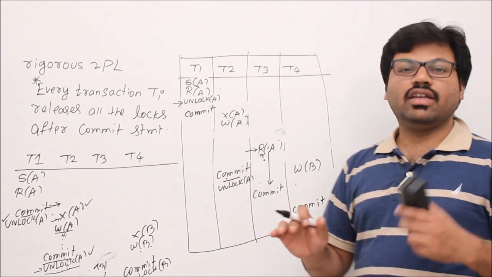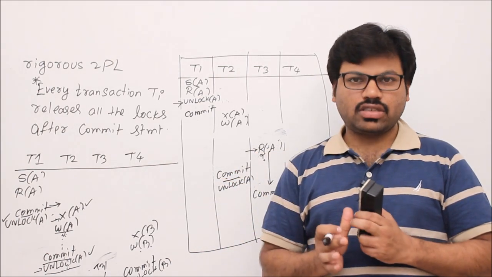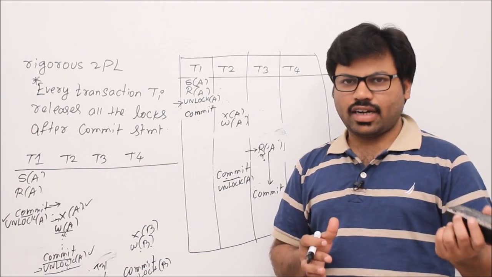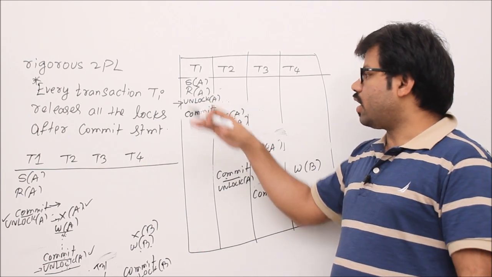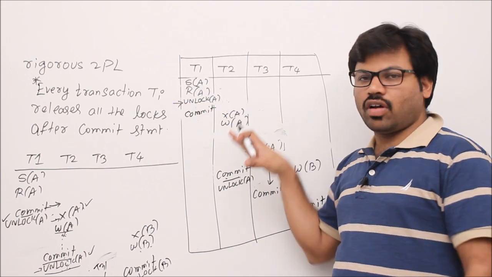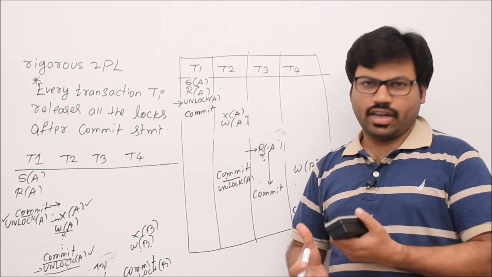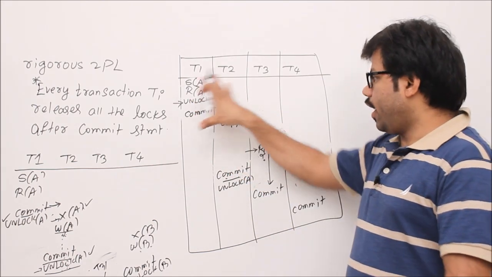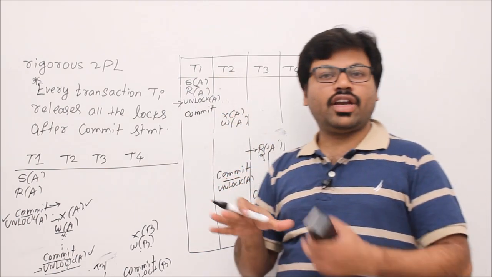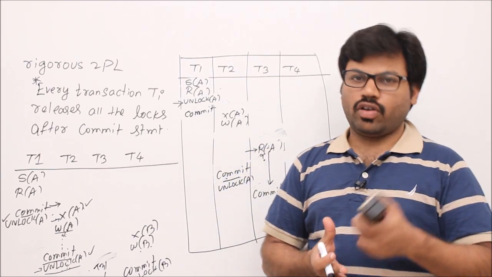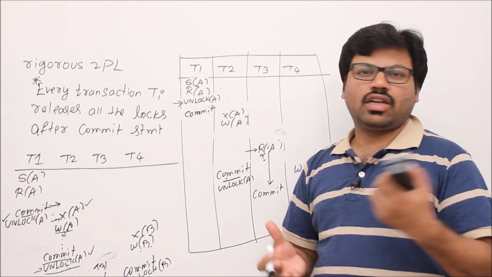So this is the way we can easily check whether a given schedule is allowed under strict 2PL or rigorous 2PL or not. In the exam, if they give that kind of question, try to keep shared locks and exclusive locks and release them according to the rules of strict 2PL and rigorous 2PL, and try to execute the schedule as it is. If you can do it, then it is allowed under that algorithm. Otherwise, we say it is not allowed.